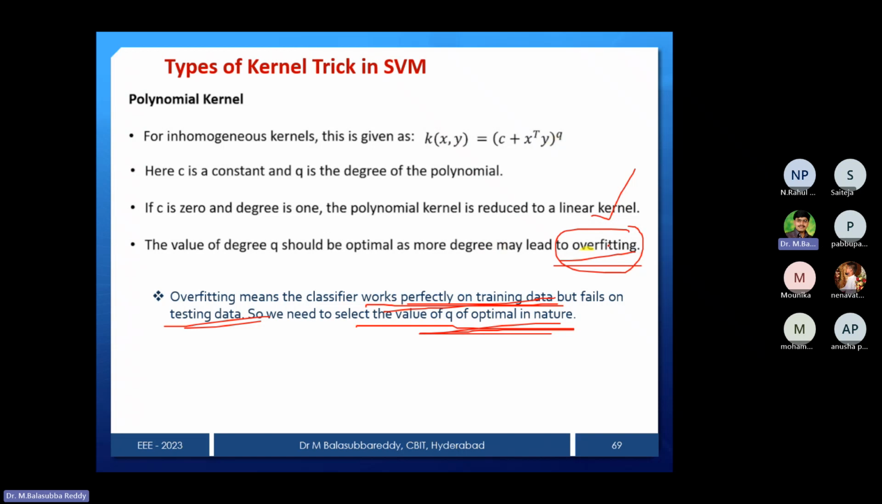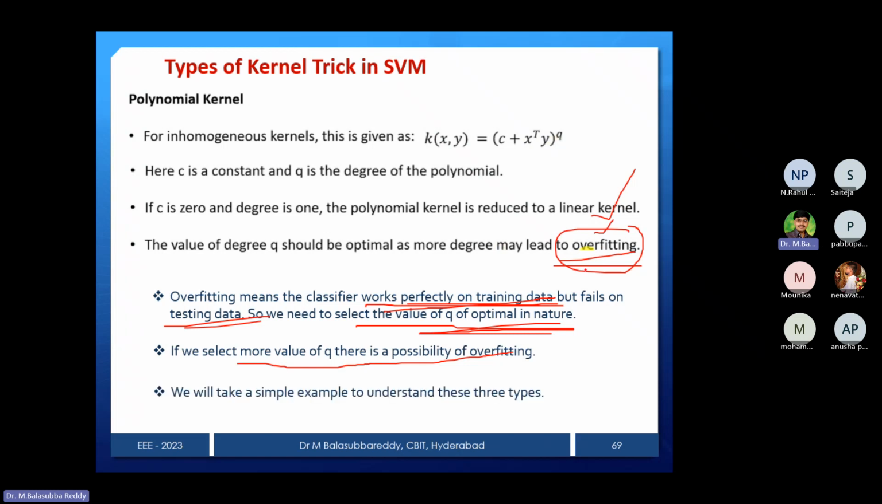That itself, as an optimization algorithm, we can use to find the optimum value of Q, and then you can use the kernel trick. Then the total data set is converted from a low dimensional data set to a high dimensional data set. If we select a large value of Q, there is a possibility of overfitting. That's why we have to select Q as an optimal value, otherwise it will lead to overfitting.